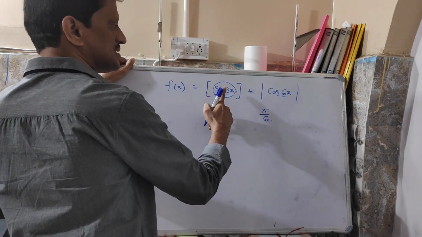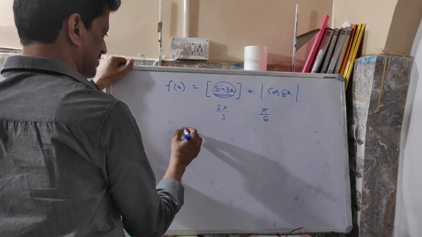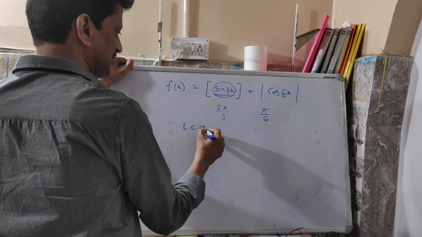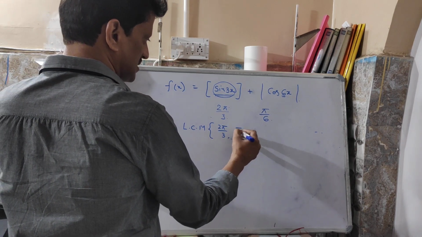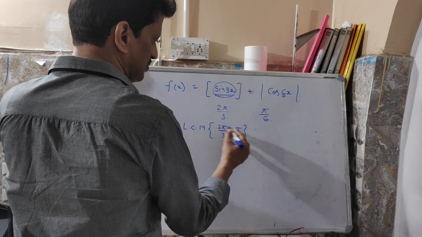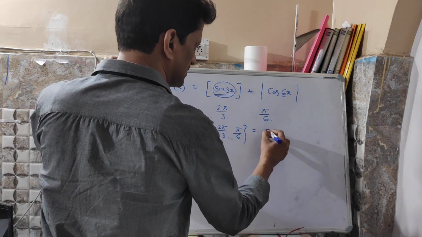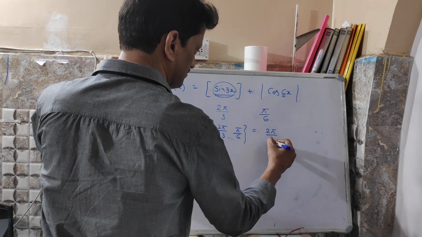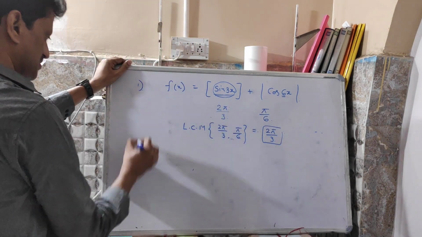So it is in the form f1x plus f2x. How will you find the period of fx? LCM of these periods 2 pi by 3 and pi by 6. क्या होता है, न्यूमरेटर्स का LCM और डिनोमिनेटर्स का GCD, that is 2 pi by 3. So this is the period of your function f of x.